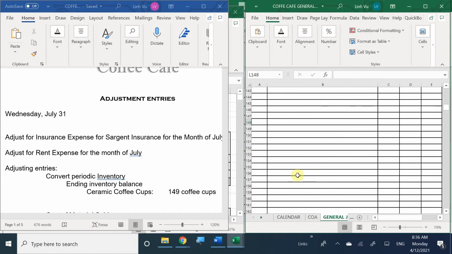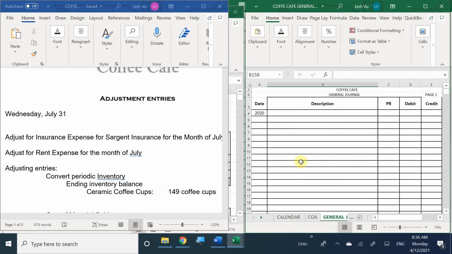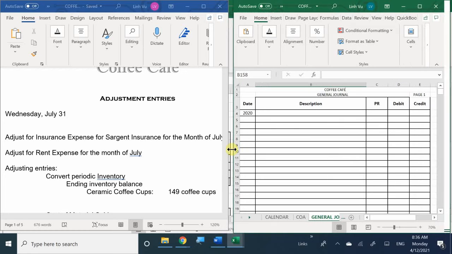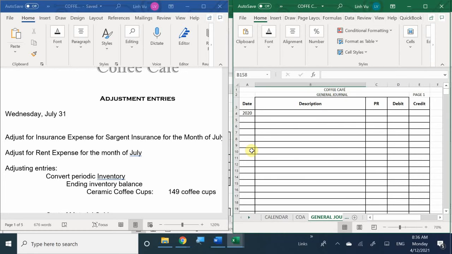First things first, I did not do the journal the entire time, so we're not going to be doing post references, okay? We're just going to skip that part while we dive into posting to the ledger. And I didn't do any check numbers, so we can just ignore all of that, okay? First things first, though, we're going to do the adjustments.